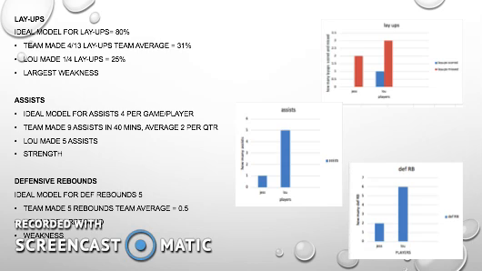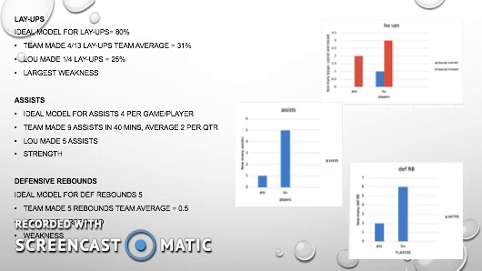Layups. The ideal for layups is 80%. The team made 4 from 13 layups, so the team average was 31%. Lou made 1 from 4 layups, which equals 25%. Largest weakness. Assists. The ideal model for assists is 4 per game per player.